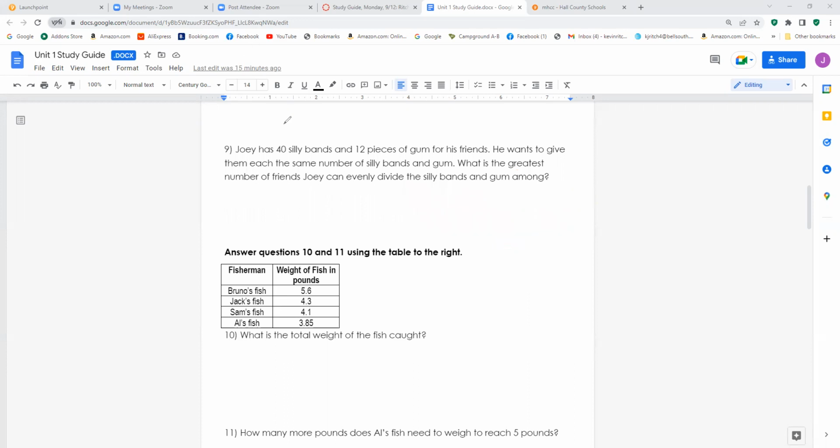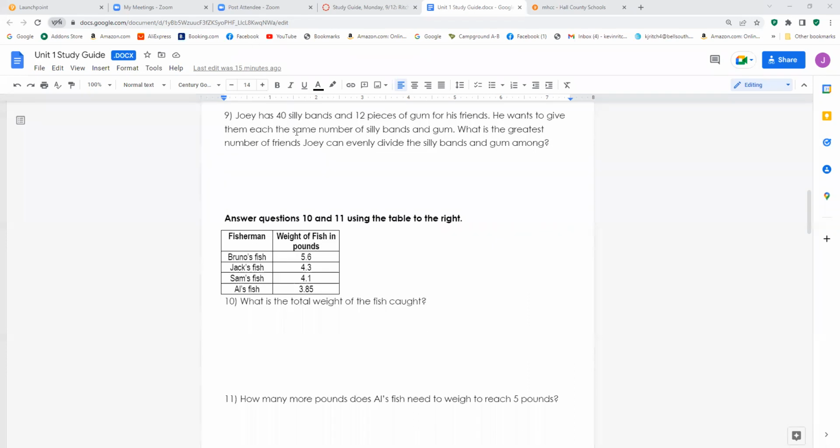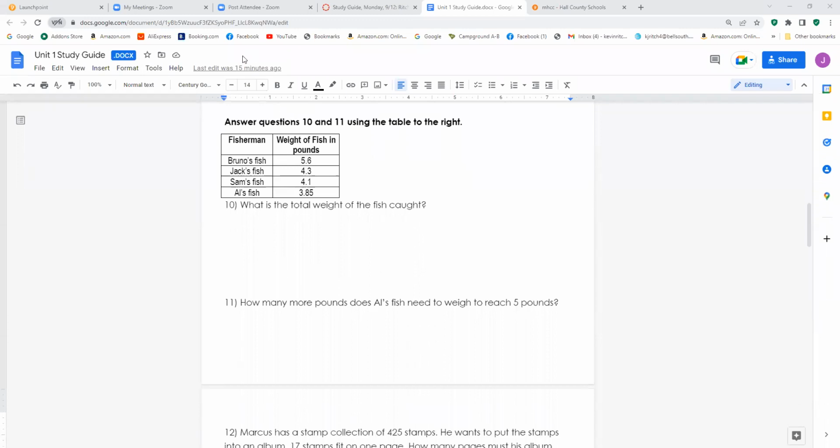All right, let's look at number 10. What is the total weight of the fish caught? So basically, we're going to add together all of the fish. So we're going to add 5.6, 4.3, 4.1, and 3.85. So since we have another digit, we're going to fill in with zeros.